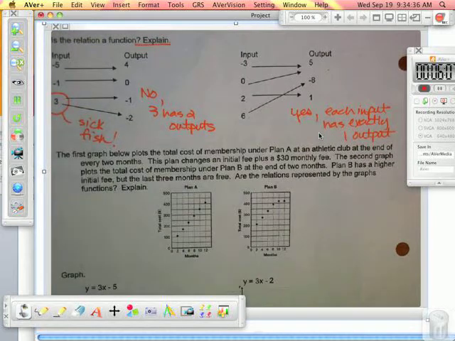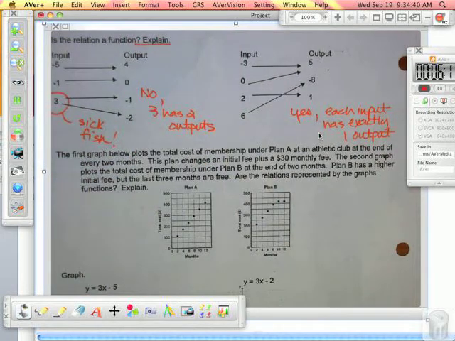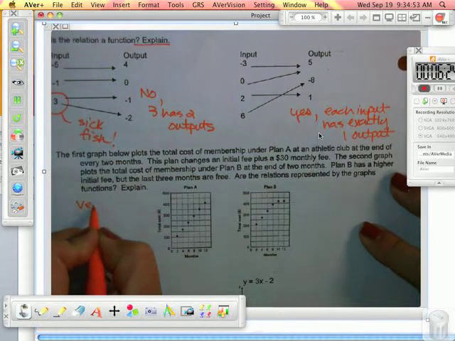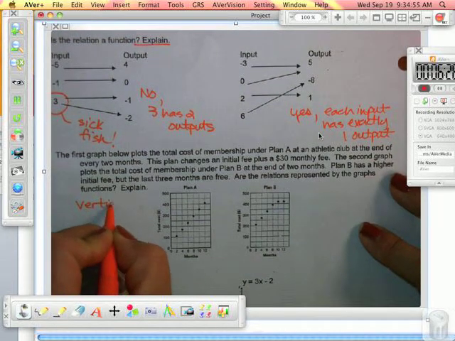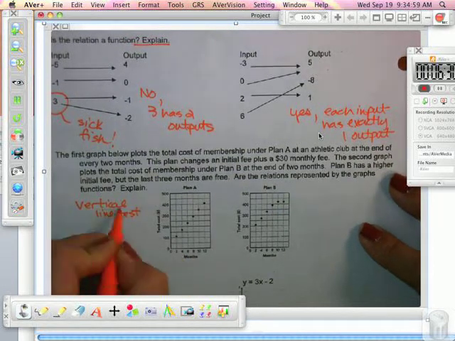It says explain. Okay? All right. Do you guys remember the vertical line test? Yeah. I don't remember how to do it, but vertical line test. Sometimes abbreviated VLT.